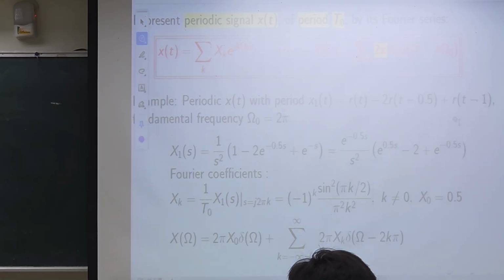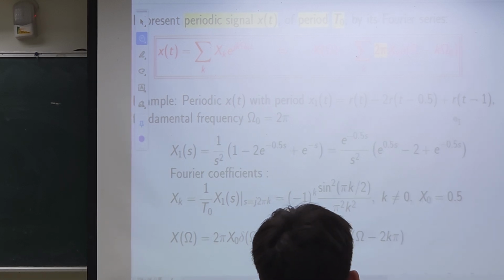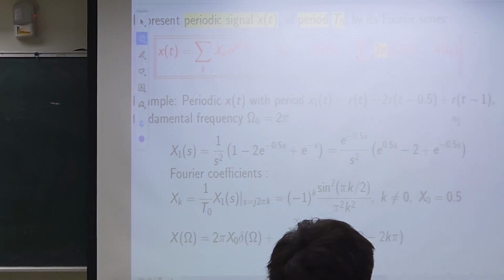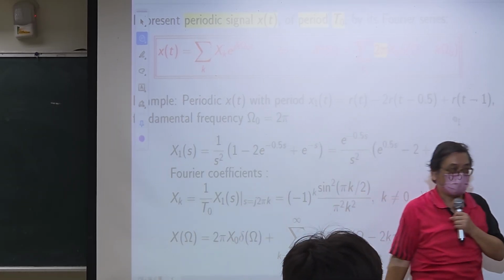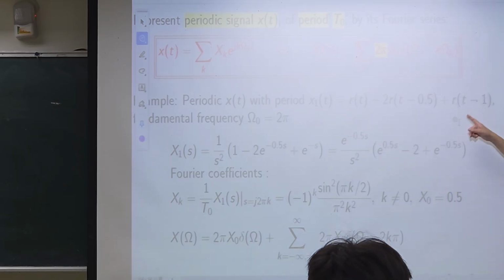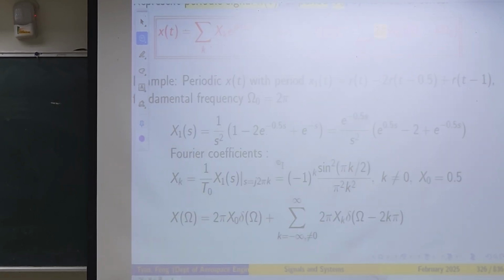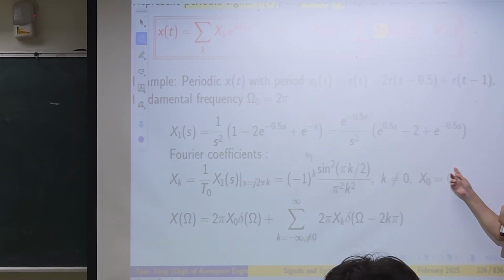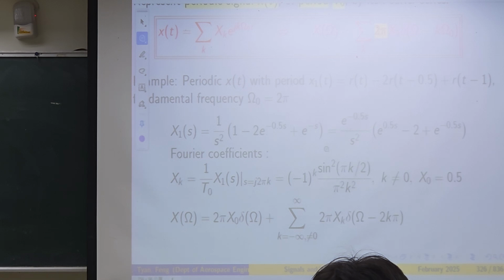X of 0 is the mean value. So we have to find out the mean value of the function x1, in this case, over one period. In the beginning, 0.5. Confirm that by yourself.